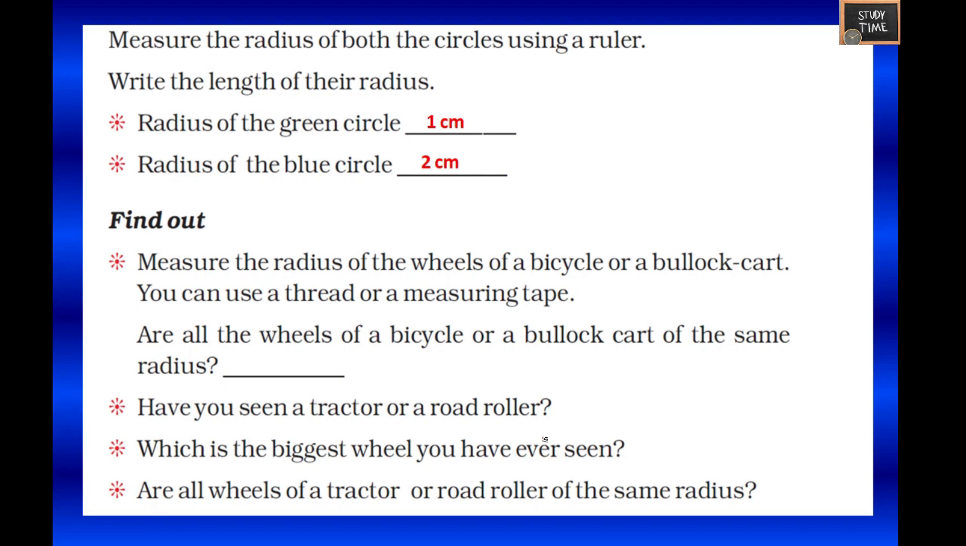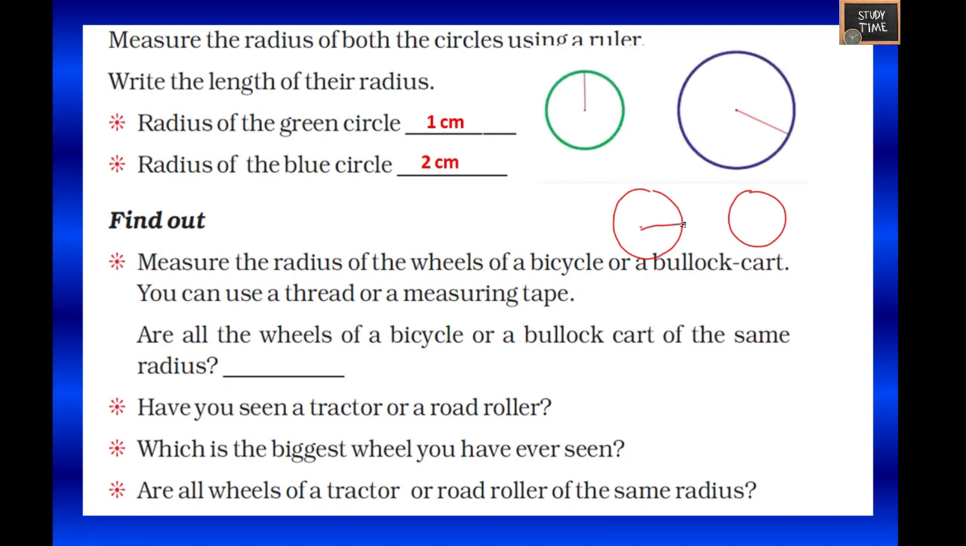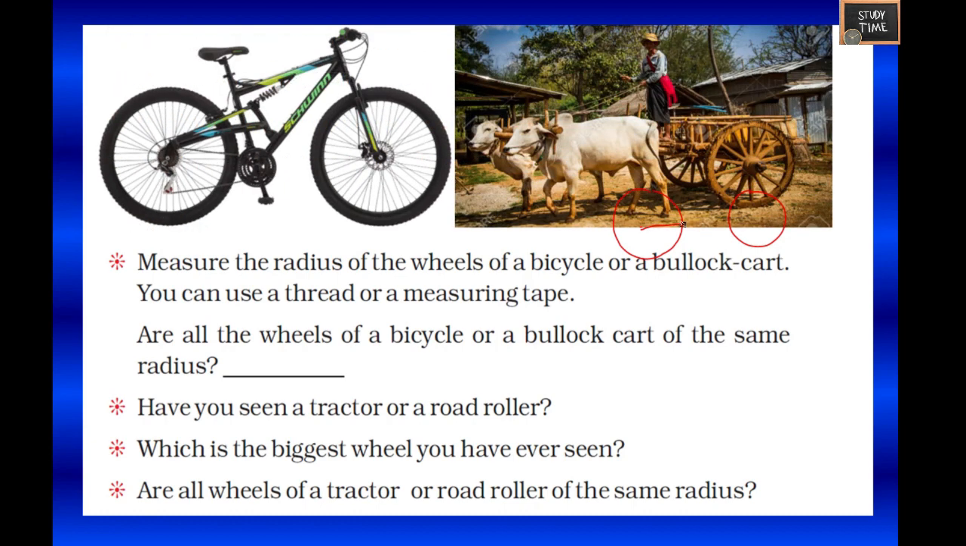Next, we are going to see the different types of wheels. Find out. Measure the radius of the wheels of a bicycle or a bullock cart. You can use a thread or a measuring tape to measure the radius of these wheels. Suppose this is a wheel of a bicycle, this is a wheel of a bullock cart. From the center, you take a thread and measure, or you can use a measuring tape. So these are the wheels of a bicycle and wheels of a bullock cart.